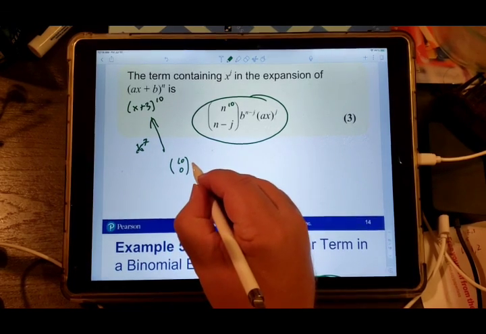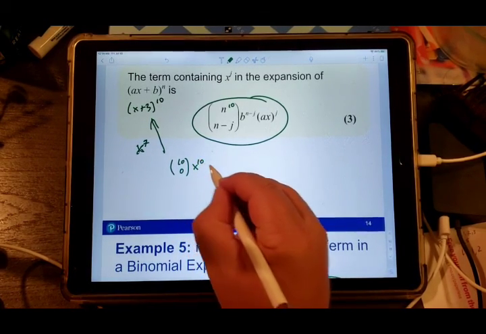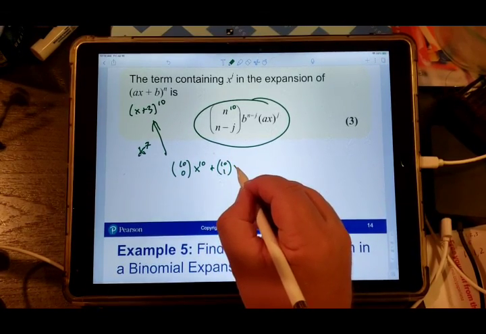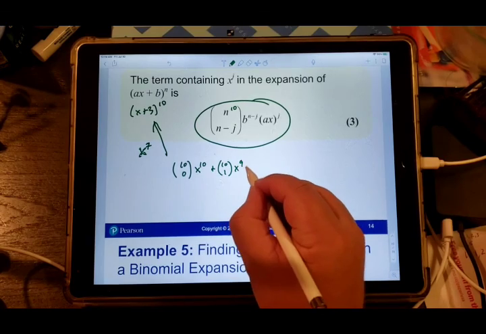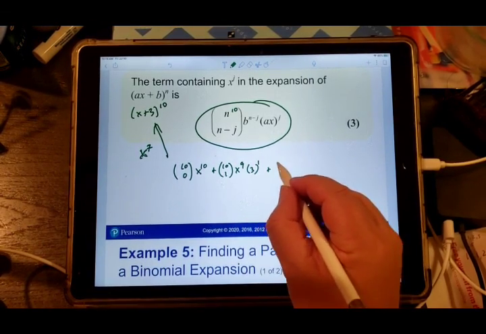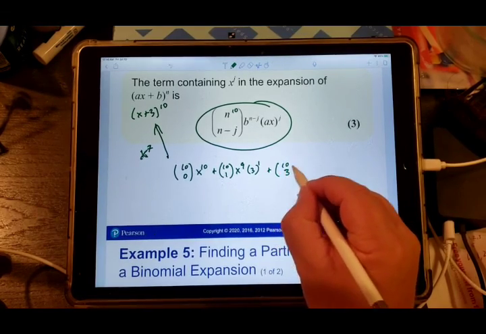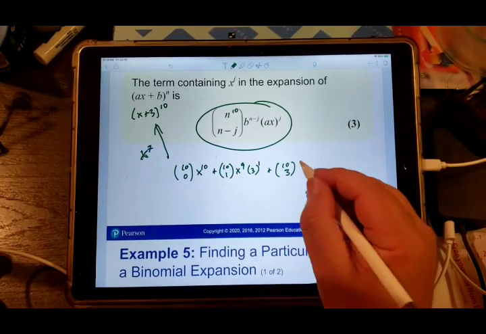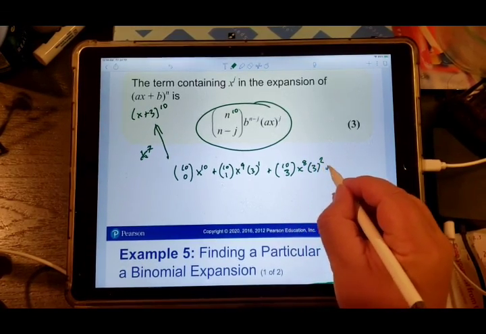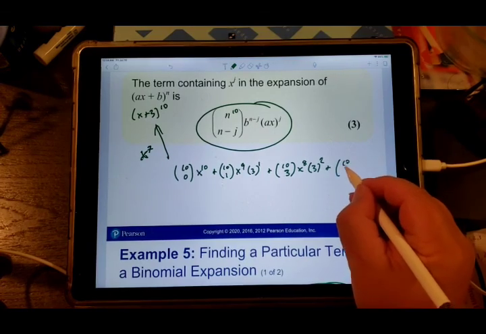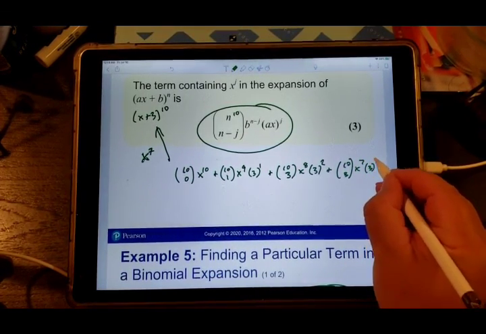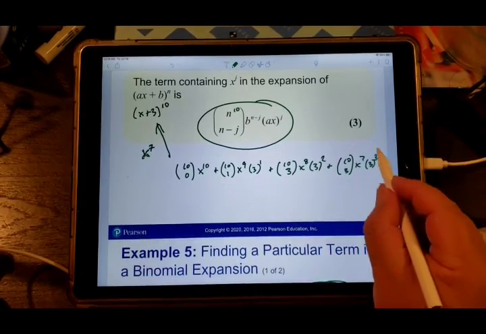10C0. In other words, make it visible. X to the 10 plus 10C1 x to the 9, and then don't forget 3 to the 1. I'm going to get there. X to the 7. Not this term, but the next term. 10C3 x to the 7 3 cubed. So this is the term.